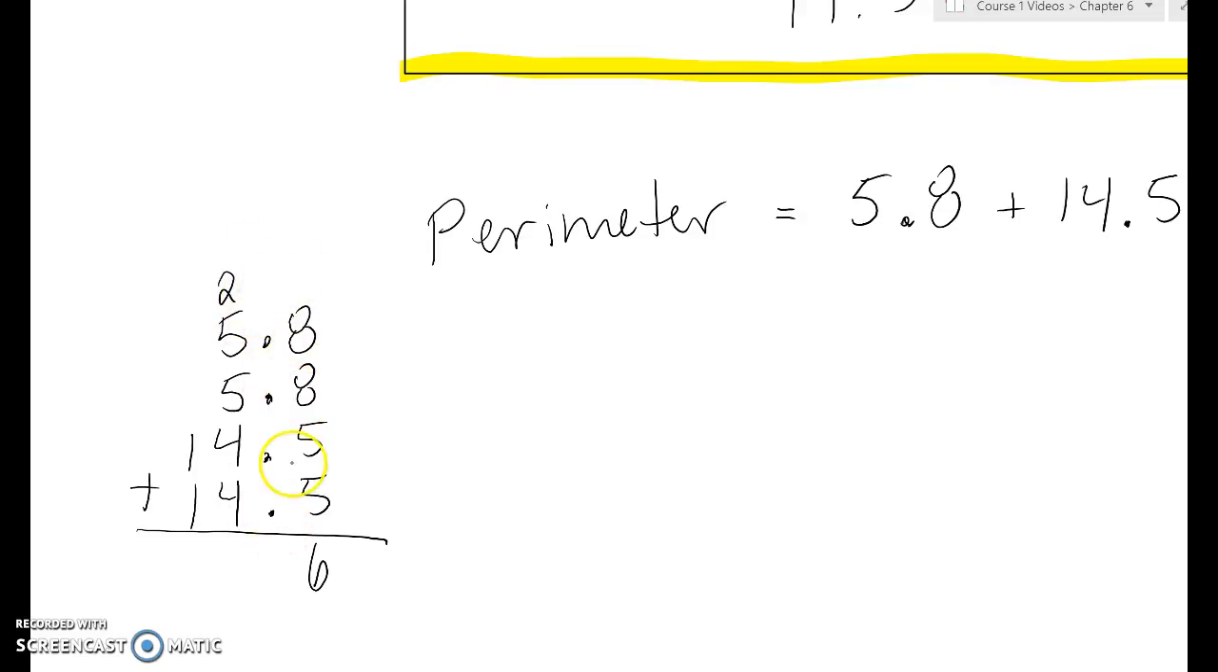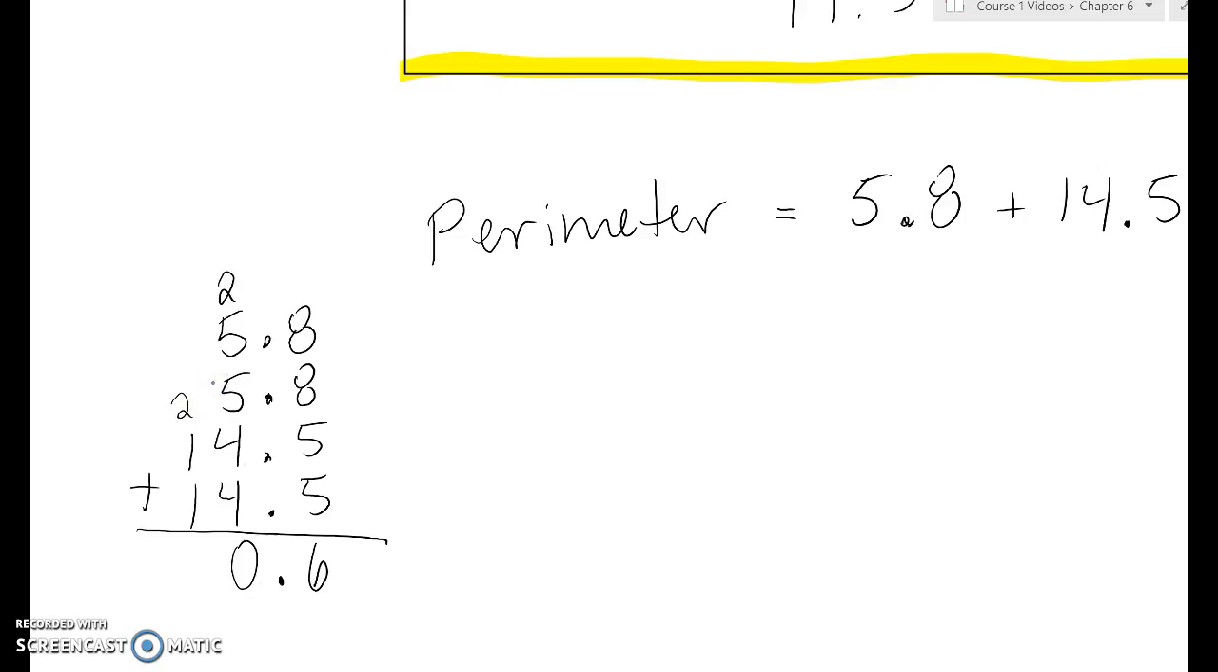I've lined up the decimals when I'm adding decimals and subtracting. I want to line up the decimal because I want to add like units. I want to add proper place values together. I want to add tenths with other tenths, and I want to add all my ones together. So 5 plus 5 is 10. Plus 4 is 14. Another 4 is 18, and a 2 makes 20.